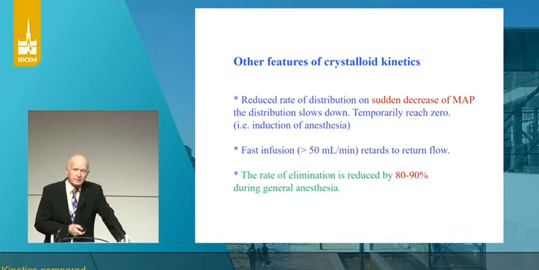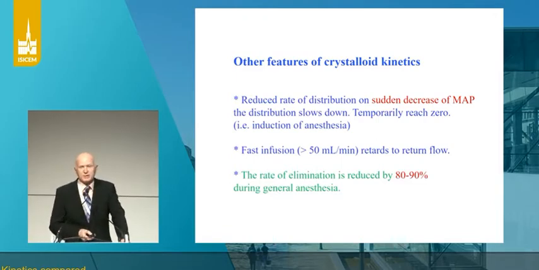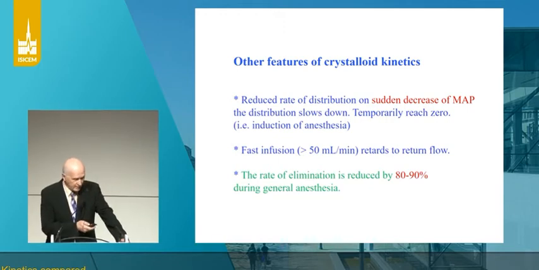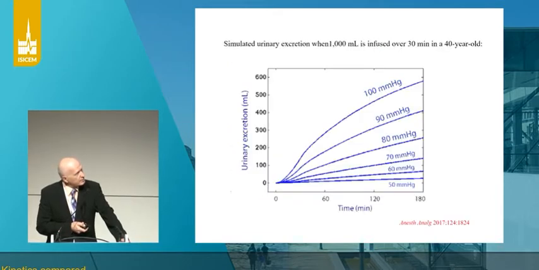and that is when we have a sudden decrease in mean arterial pressure. Then the distribution goes down, and it can actually temporarily be 0, which means that all we infuse accumulates in the plasma. And the second important thing, which I wrote down at the bottom here, is that the rate of elimination is very much inhibited. So elimination will be very slow during general anesthesia.